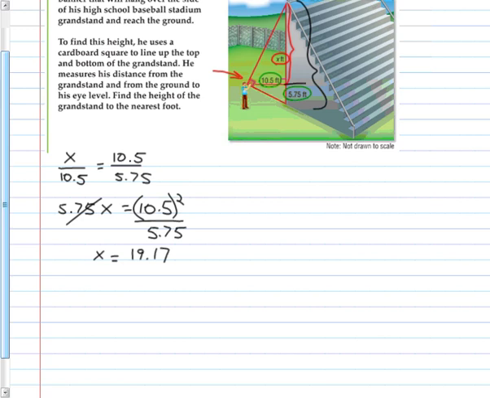So how high is the grandstand? x only went to there. We better add our 5.75. How tall is the grandstand? 24 point something. So probably better order about a 25-foot banner, and he reaches from the top to the bottom. Your book. Where are we? Page 541.